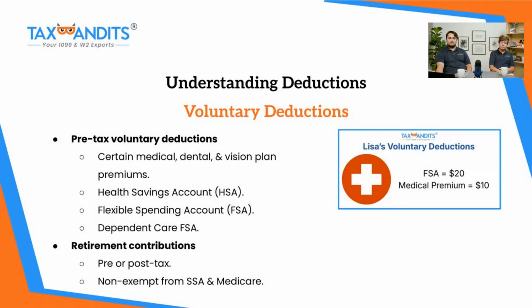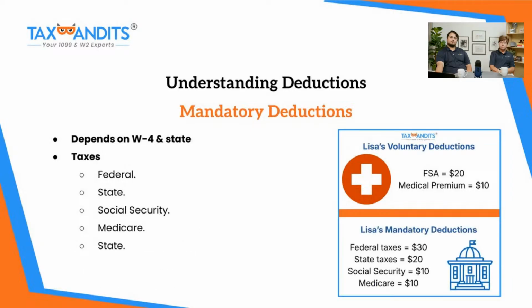Then, for example, Lisa's voluntary deductions: she's got an FSA contributing $20 and medical premium contributing $10. So again, your mandatory deductions are the federal tax, state tax, Social Security, and Medicare. Your federal withholding and your state withholding are calculated based on how you fill out your withholding forms. Social Security and Medicare are the same rate until you reach your FICA limit.